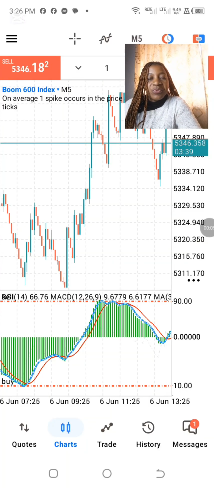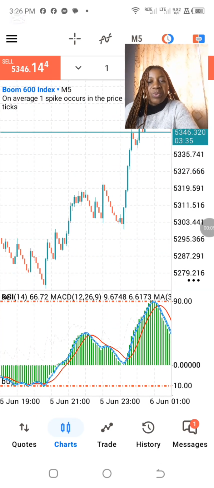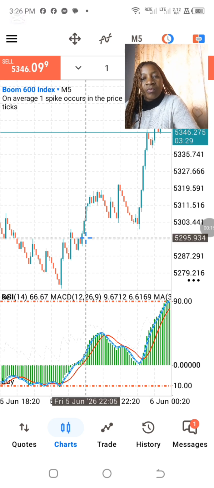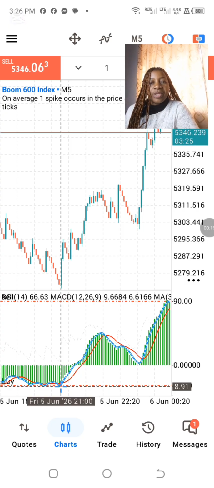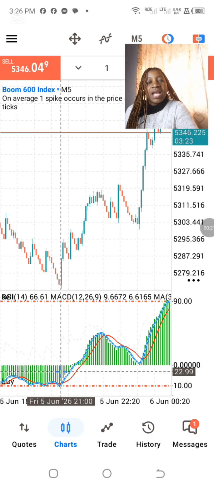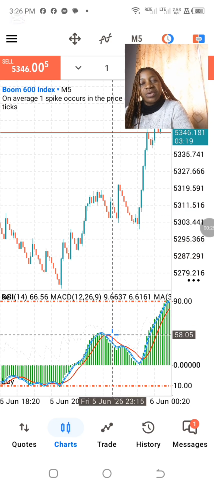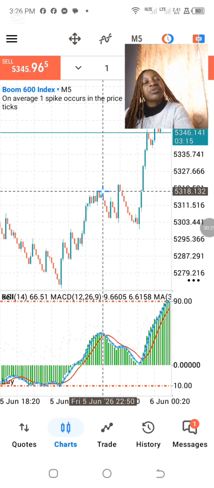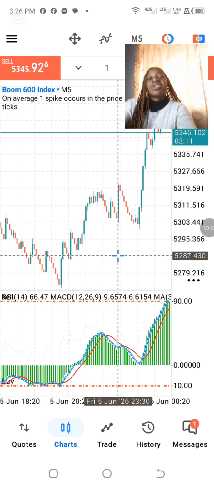We are still in Boom 600. Let's look for one last example before we move on to Crash pairs. Here's another perfect entry position. The histogram has touched level 10. Here we are on the M5 time frame. We enter, we catch all these spikes, and our exit point was going to be here, where there's the crossing of the MACD and the moving average above level 10. So this is how the strategy works.